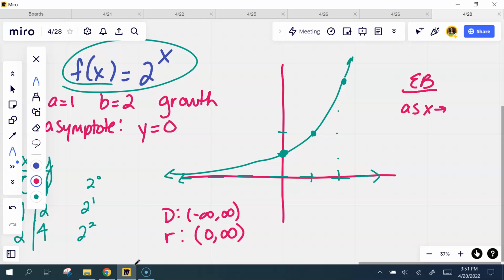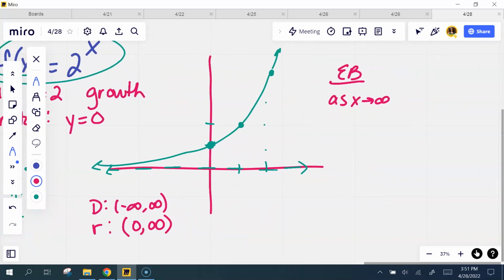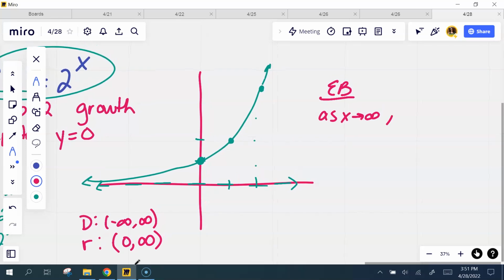My end behavior: as x approaches infinity, so as I'm looking at the right side of the graph here, my function is going up. Okay? And as I look at the left side, as x approaches negative infinity, here we go, it's a little bit different. The y is not approaching negative infinity, even though it's going down and getting closer and closer to that asymptote, which is 0.